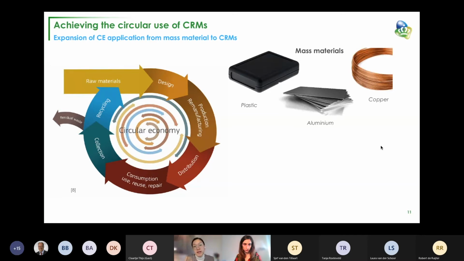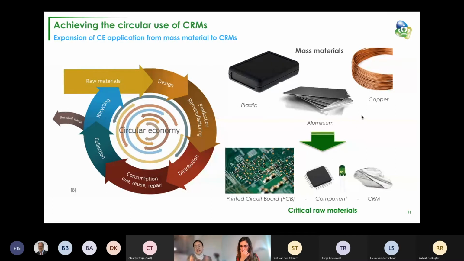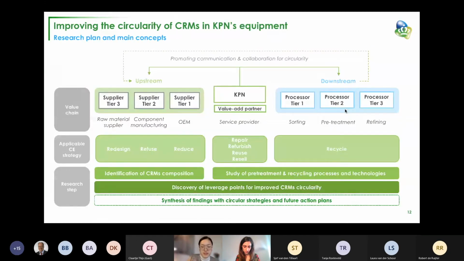Until so far, when KPN was working on the goal of material circularity, it was oriented toward mass materials, basically the materials with high volume and high recyclability, such as plastic, aluminum, copper, and iron. However, with the rising concerns about the risk associated with the CRM supply chain, and also the result of our product passport analysis, which showed that 30 to 60% of environmental risks of our equipment is associated with printed circuit boards, where the majority of these CRMs are highly concentrated, this gave us a huge motivation to expand our material circularity target to the level of critical raw materials.